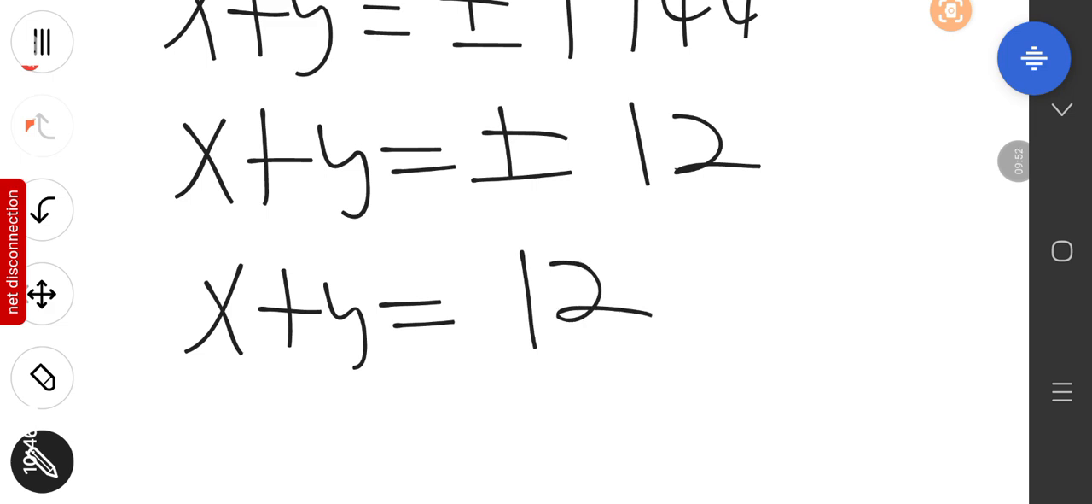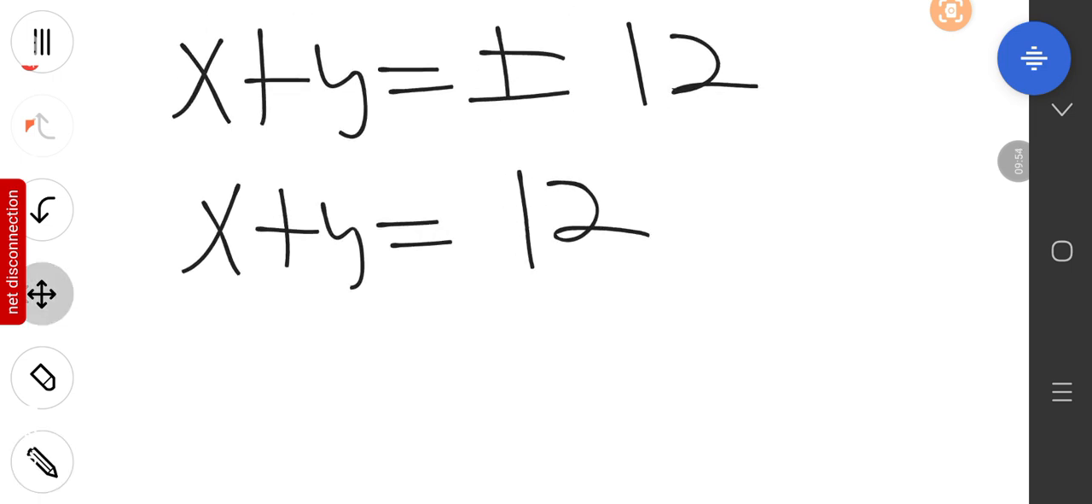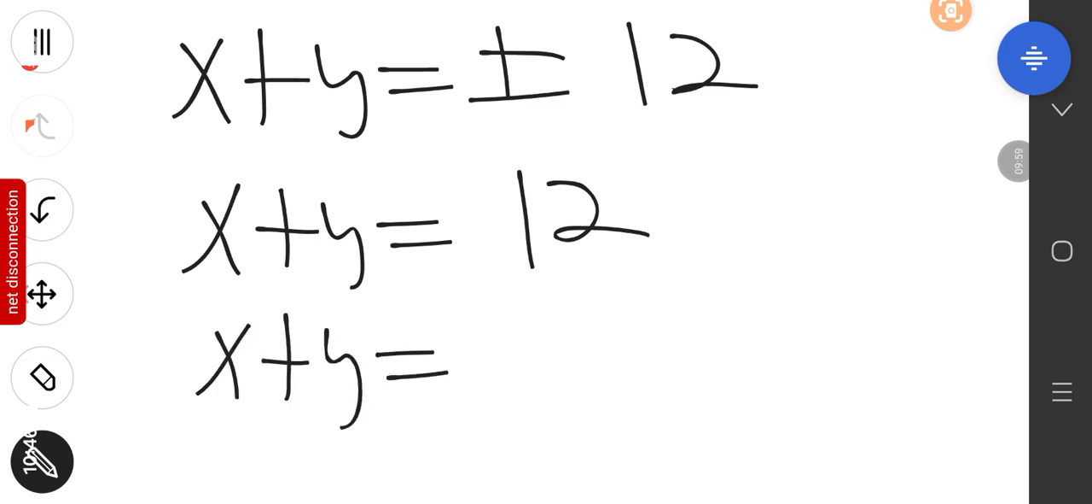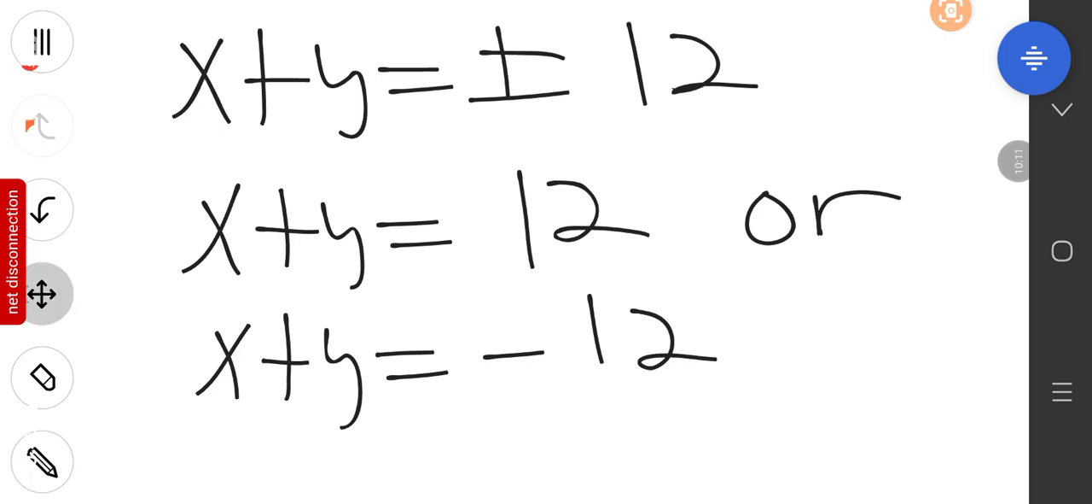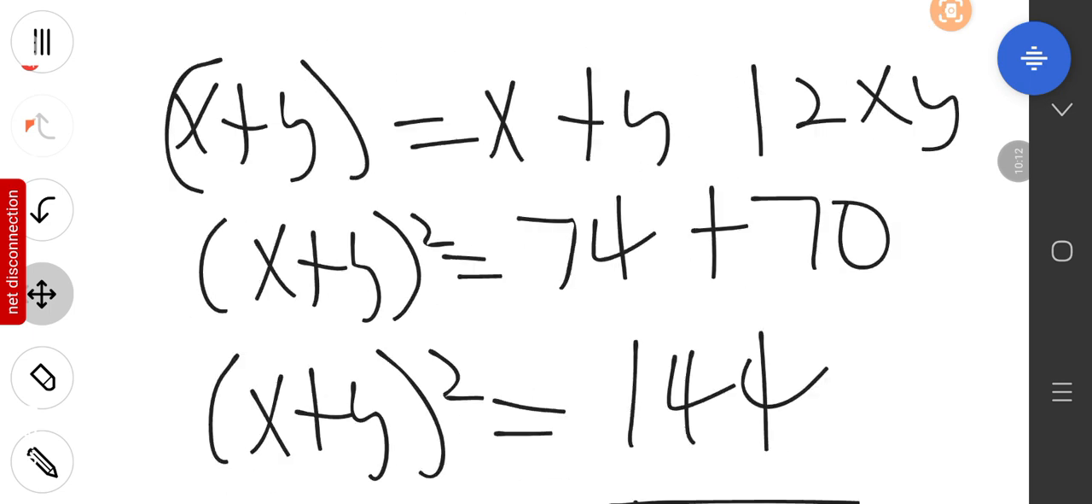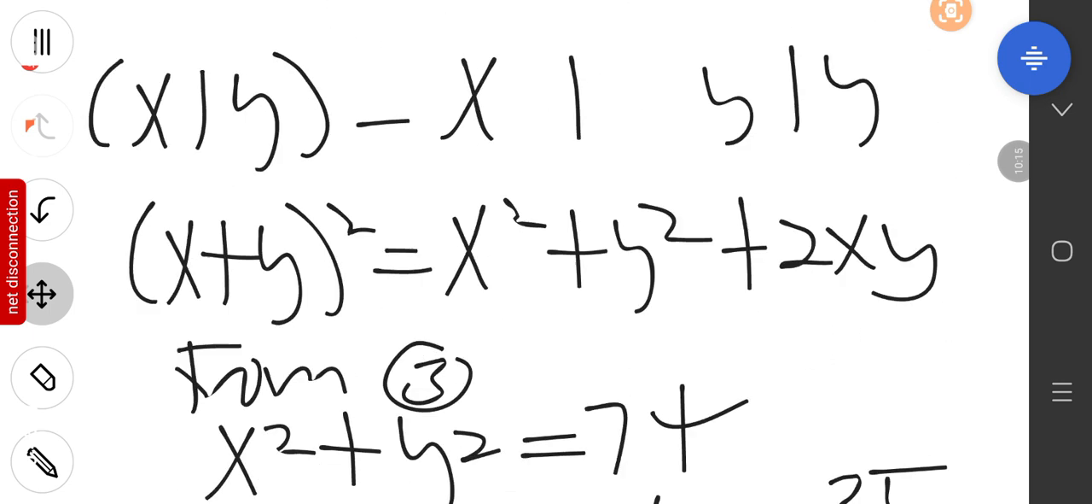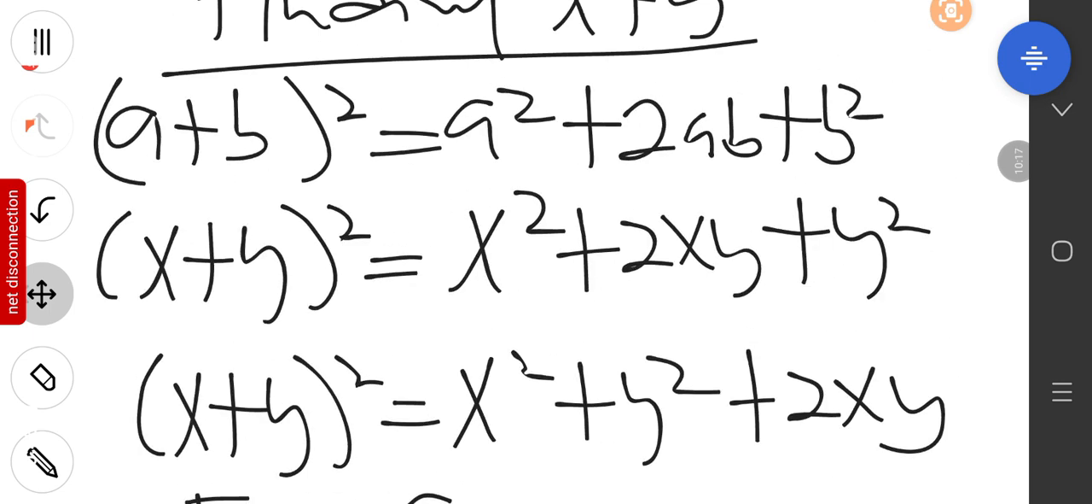And the second one is going to be x plus y equals minus 12. So you can say x plus y equals 12, or x plus y equals minus 12. Now, we are supposed to solve the other equation, so let's go back and reference that equation.